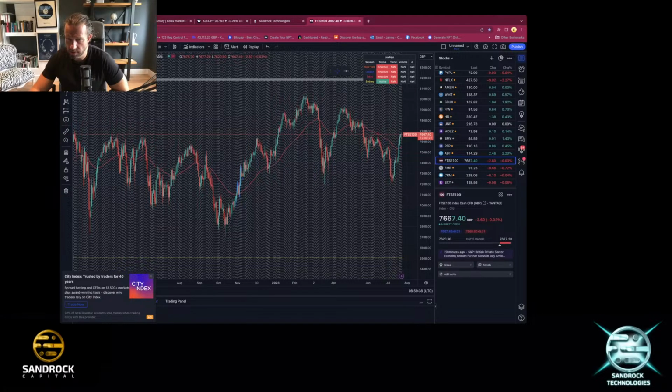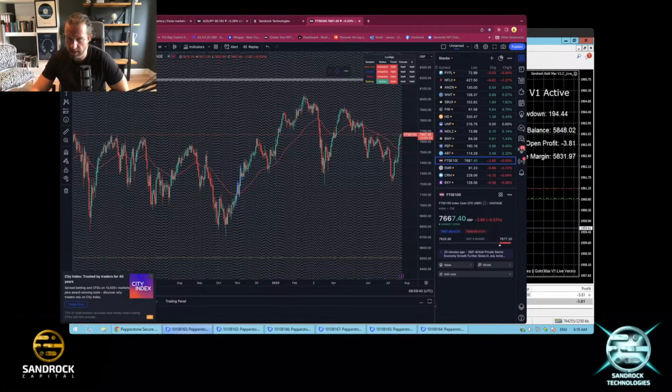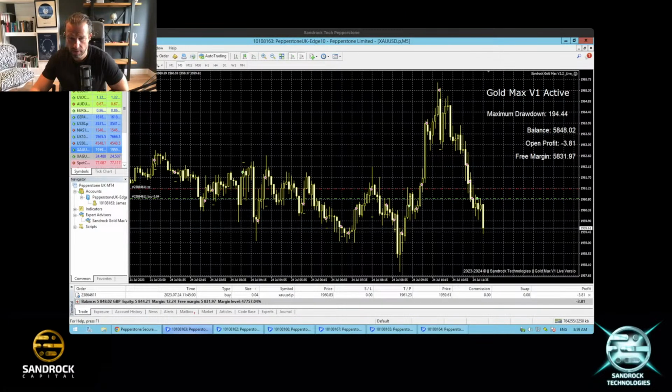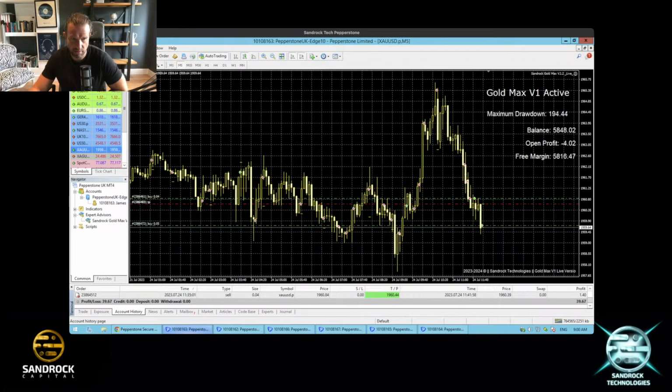Okay, so let's just go back to our bots quickly and have a look and see how that's going. So you can see this gold max has now come out of trades, made profit. Wonder what that's made today. Okay, it's made £39 profit already in the last couple of hours because I only switched it on this morning.